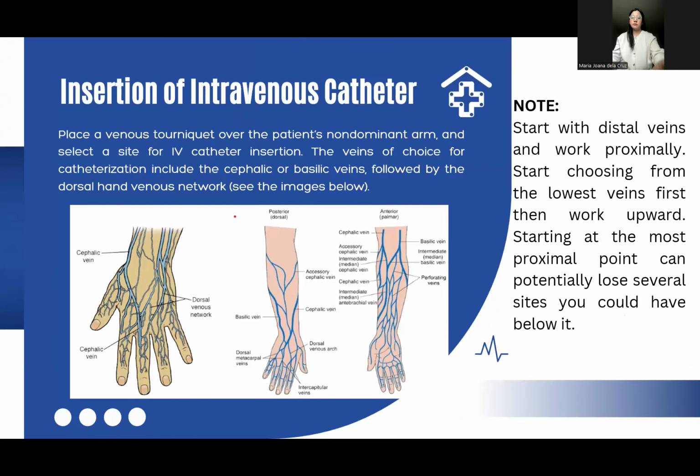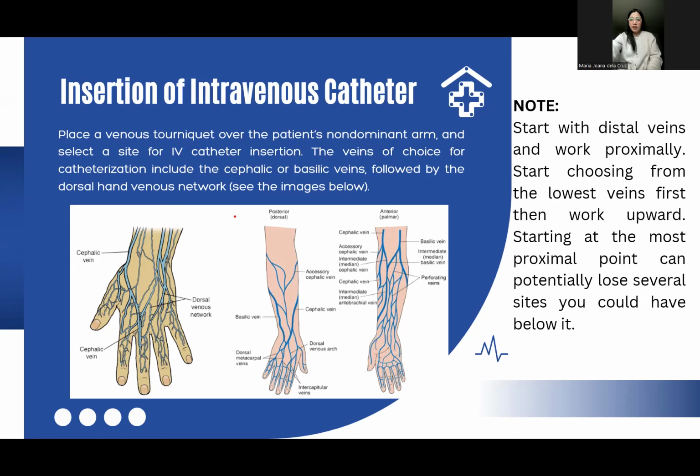So, as you can see in the video, for insertion of an intravenous catheter, place a venous tourniquet over the patient's non-dominant arm. Preferably, it should be placed on the non-dominant hand, and select a site for IV catheter insertion. There, he did it on the antecubital. The veins of choice for catheterization include the cephalic or basilic veins, followed by the dorsal venous network. You can see all of those veins on the image.